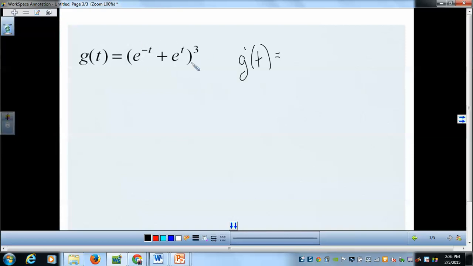So our main rule so far is power rule. So I'm going to take the 3 out front. I'm going to reduce this by 1 power, so that's squared. And then we have to chain rule it. So now I have to multiply by the derivative of the internal pieces. So the derivative of e to the negative t will be e to the negative t, and then times the derivative of negative t, which is negative 1, plus the derivative of e to the t, which is just e to the t. And so then that's my derivative, and that's all the work you need to do.